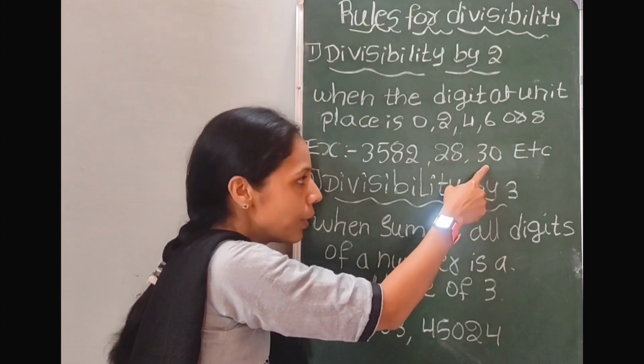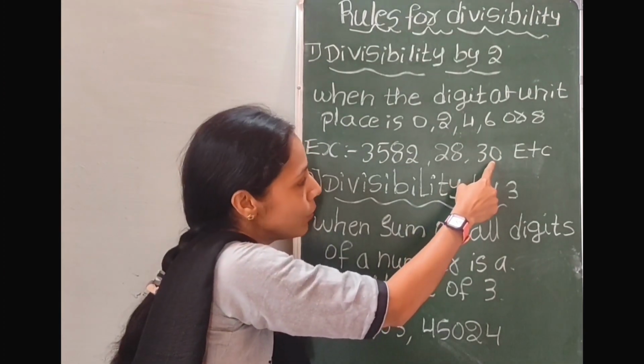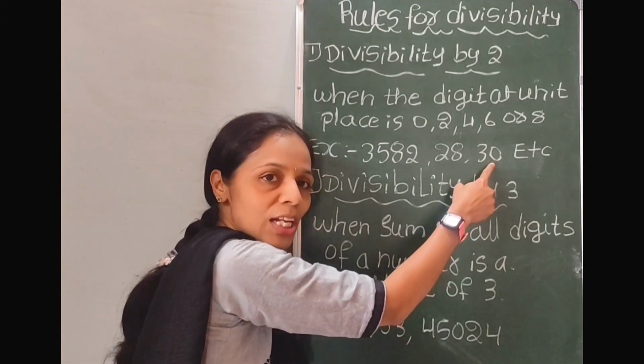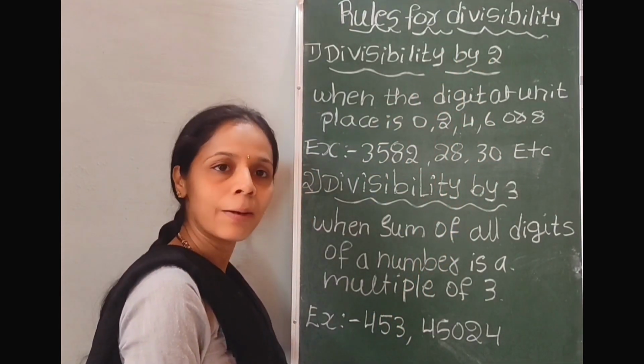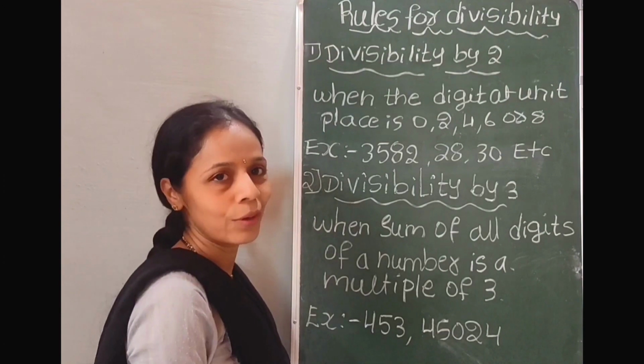Consider another example. 30 is there. In the unit place, 0 is there. So it is also divisible by 2. This way we identify whether any number is divisible by 2 or not.